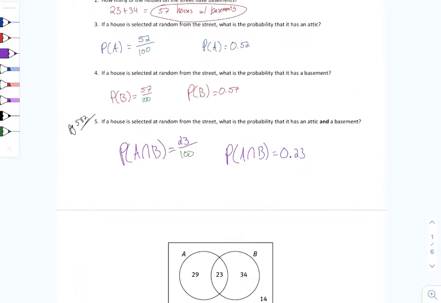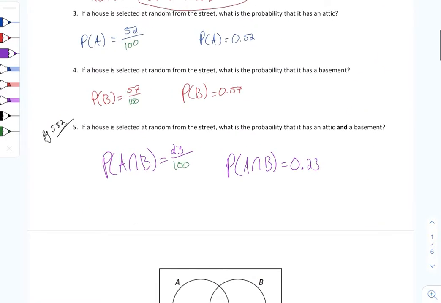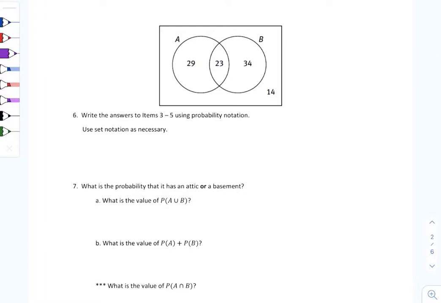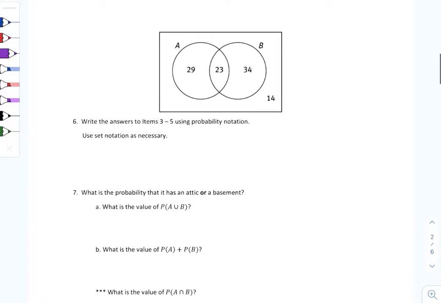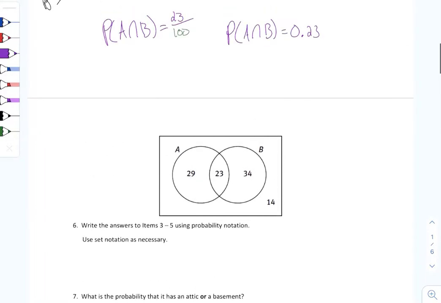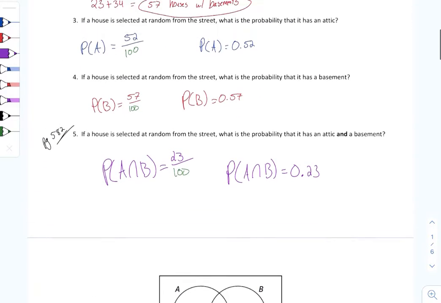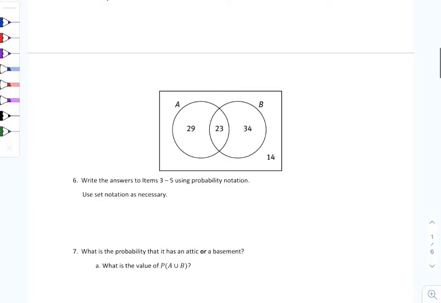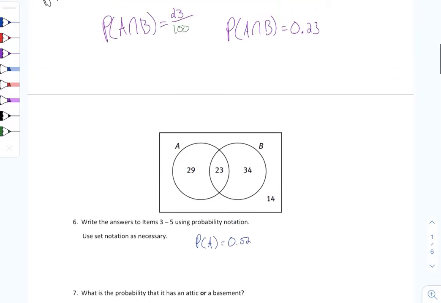We have these three probabilities, A, B, and the intersect of A and B, which is 0.23. So we want to write the answers 3 through 5 using notation. Use set notation as necessary, whatever it says. I'm basically just going to go back up here. We're just rewriting the information we just found.